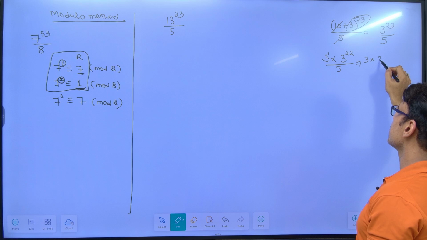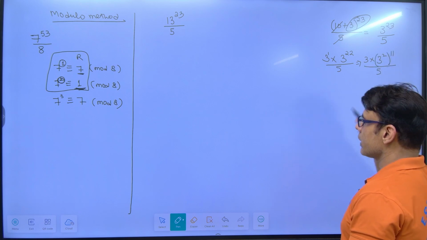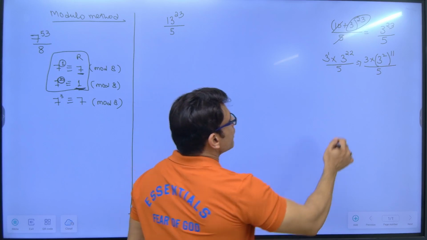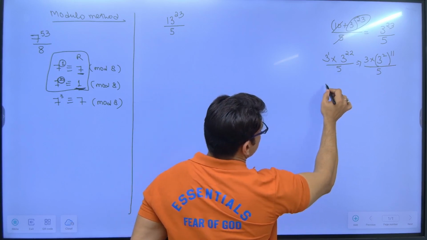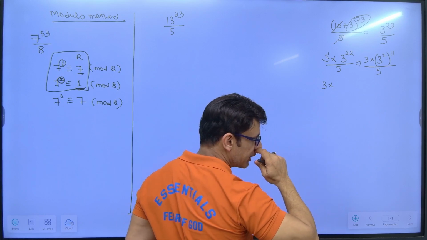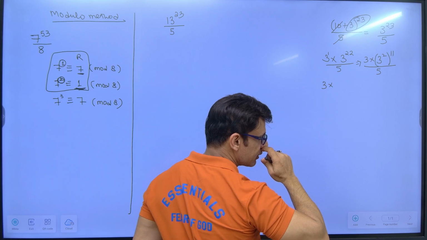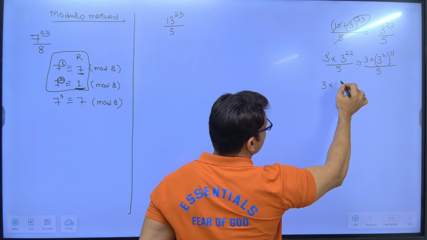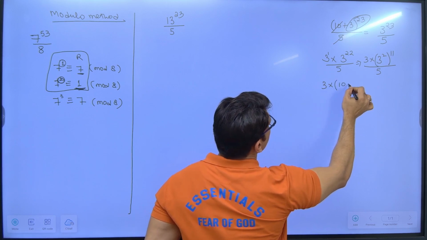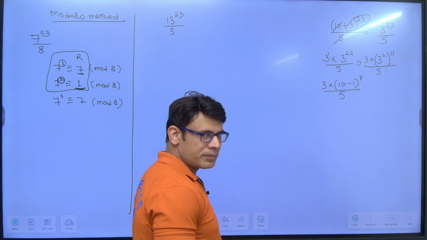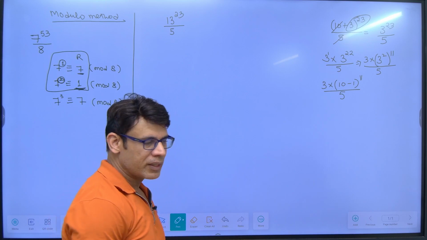Can we write this as 3 square raised to the power 11 divided by 5? Can we write it like this? Yes. Then you keep this 3 as it is. What is 3 square? 9 can be written as... How can you write 9 and 5? Very good, 10 minus 1 raised to the power 11, right?